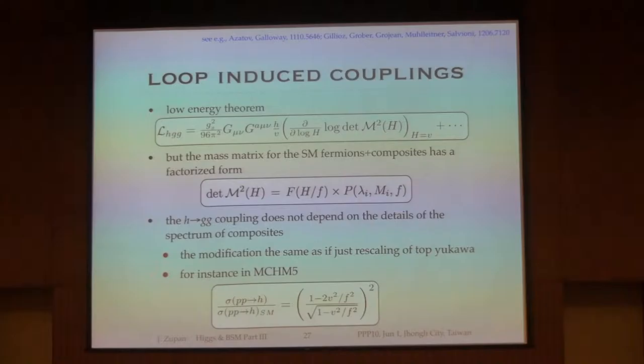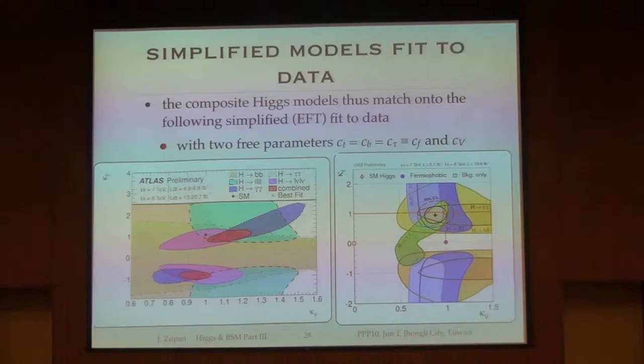Okay. Now you see that we have this structure which boils down to relatively simple modifications of the Higgs to fermion couplings and the Higgs to gluon gluon couplings. The same for the Higgs to gamma gamma. So now we can use this simplified effective field theory fit that we were talking about in the first lecture.